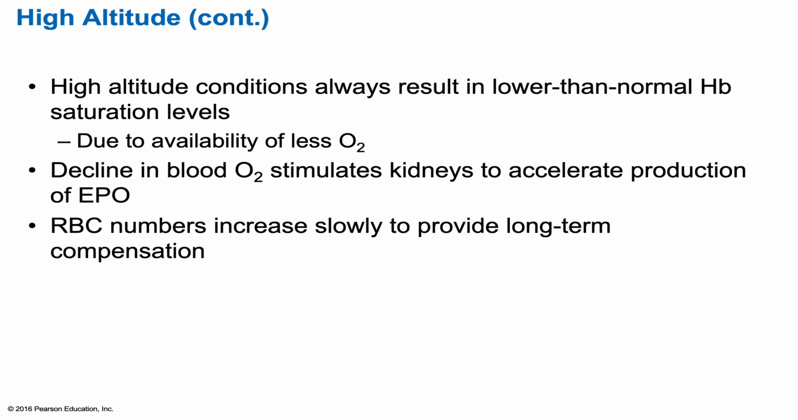When blood oxygen levels decline, the kidneys produce more erythropoietin. Erythropoietin is a hormone that stimulates bone marrow to produce red blood cells. This part of acclimatization occurs slowly. It provides long-term compensation for living at high altitudes.